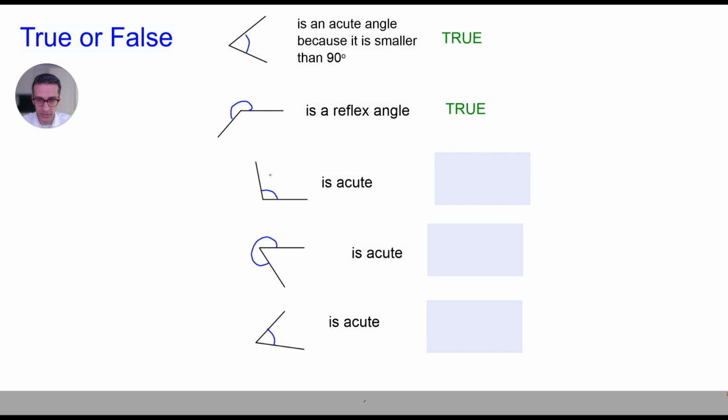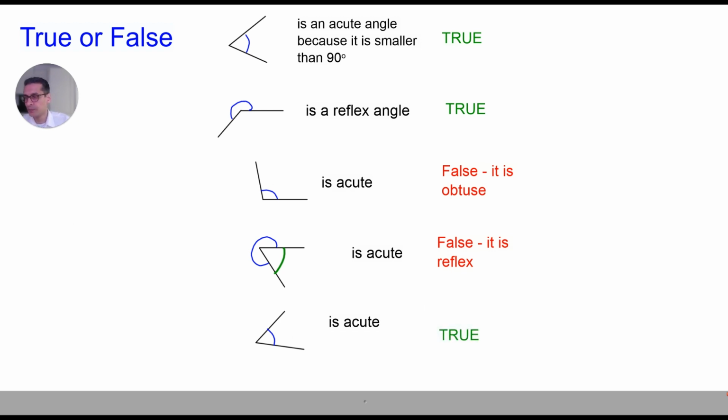And then the next one is an acute angle. This is false because it's slightly more than 90 degrees, you can see by observation. The next one is an acute angle. This is false because the acute angle would be this one here, not the blue one. So we're going to say this is false. And then the last one, is that an acute angle? Yes, it's less than 90, so that's true.